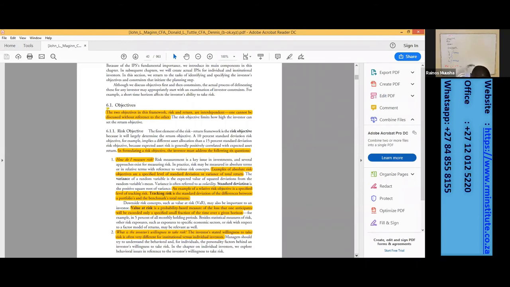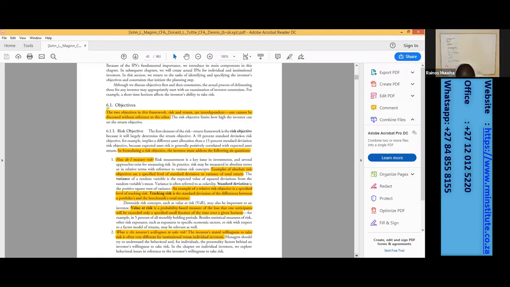So you need to find out exactly, for this particular portfolio or this particular asset that I'm considering investing in, how am I going to measure the risk? Am I going to look at the standard deviation? Am I going to be looking at the tracking risk? Am I going to be looking at the value at risk as a measure of risk of the portfolio there?